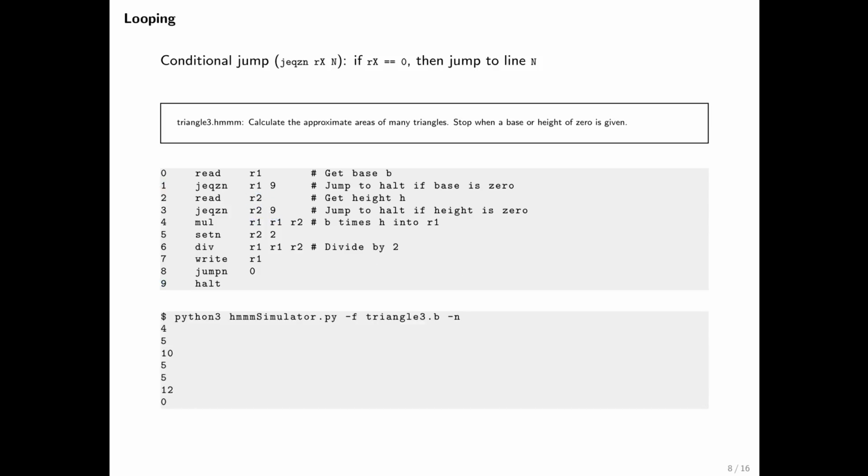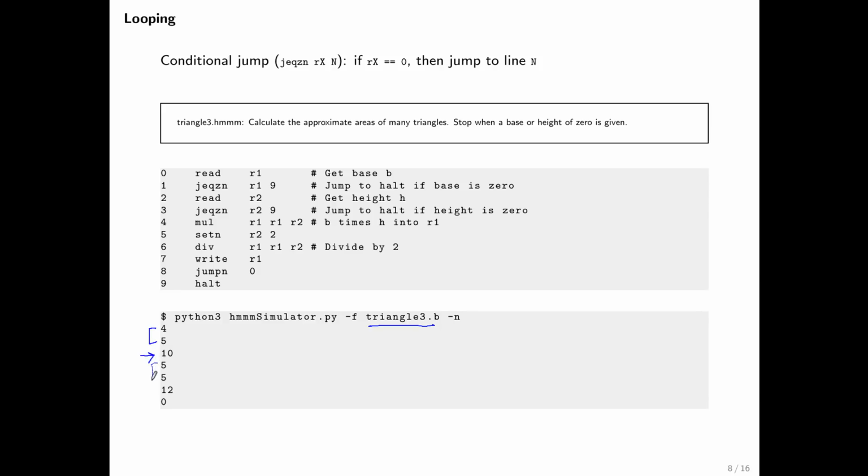So here again, the first step is to assemble the program, which we have suppressed here. But once the program is assembled to a machine language program called Triangle 3B, then we can simulate that by running the HMMM simulator program, okay, with triangle3.b as the input. And when we do that, the program waits for input. We supply base and height, 4 and 5. The program comes back with 10 as the output.